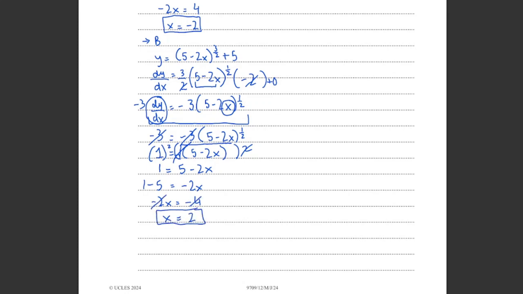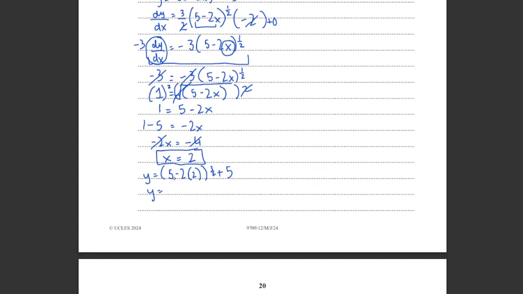Now I found the x coordinate of B. I still have to find the y coordinate of B. So I have the original equation. I'm going to put my x coordinate in here and solve this equation for y. So 2 times 2 is 4, 5 minus 4 is going to be 1, and I believe 1 raised to any power just stays 1.